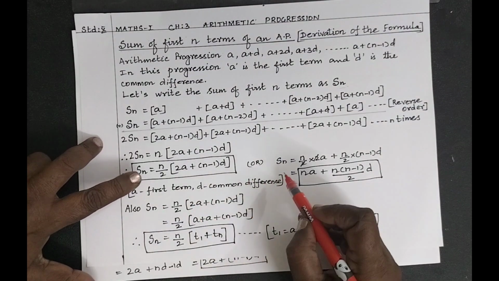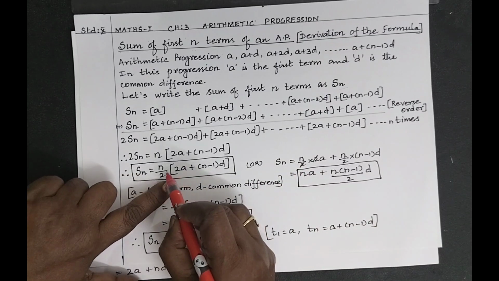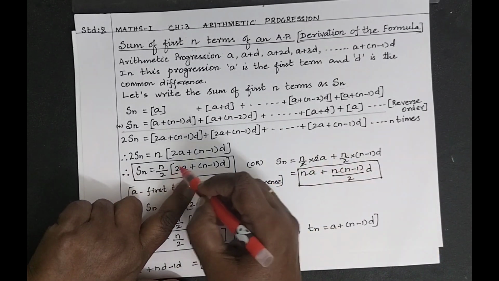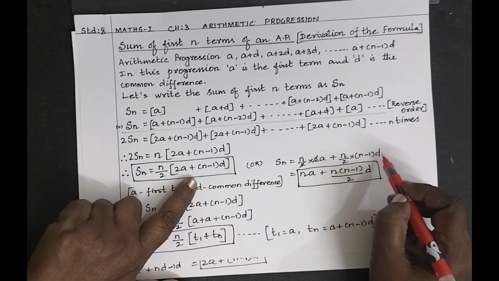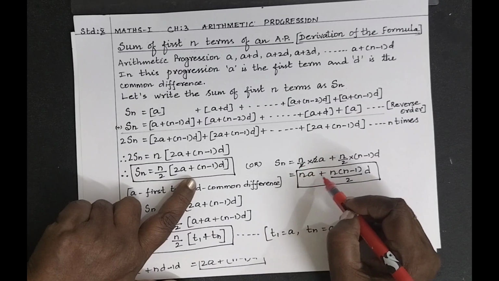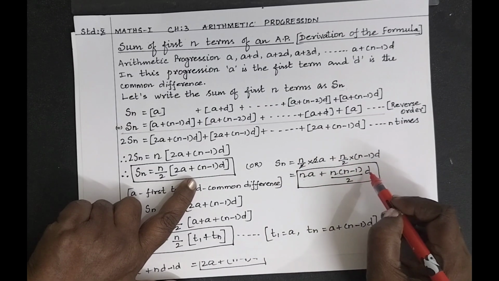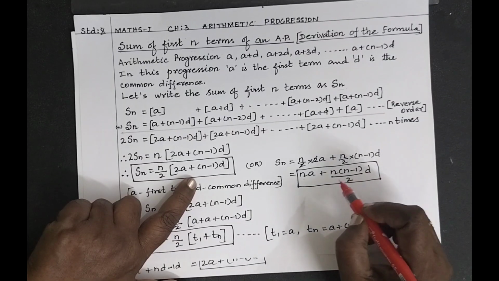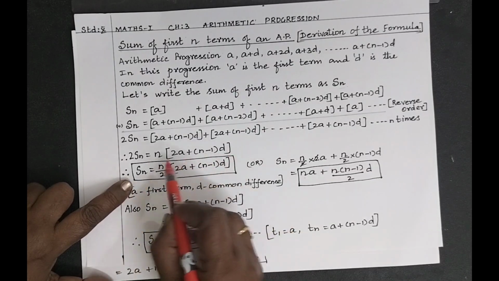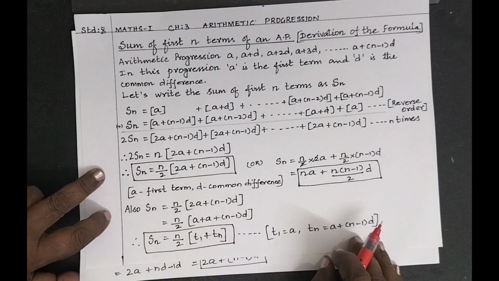Now, this can be written as Sn equals n upon 2, opening the bracket, into 2a, plus n upon 2 into (n minus 1) into d. We can cancel the 2 and 2, and we get na plus n into (n minus 1) upon 2 into d. So we can use this formula also. Generally we use this formula. Here a is the first term, d is the common difference.